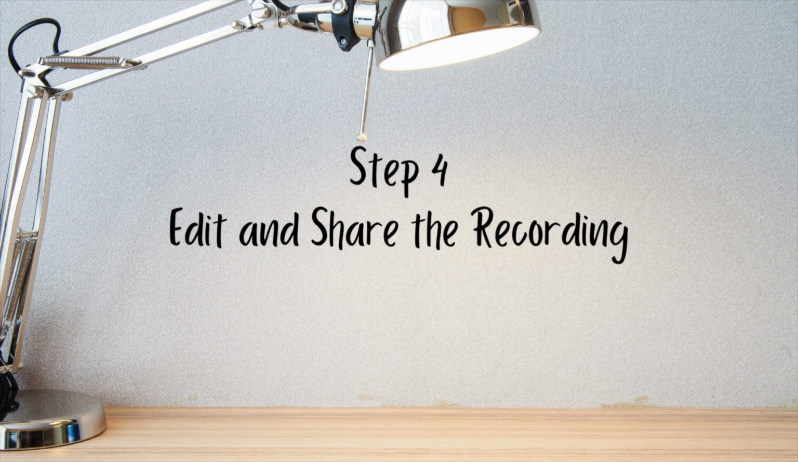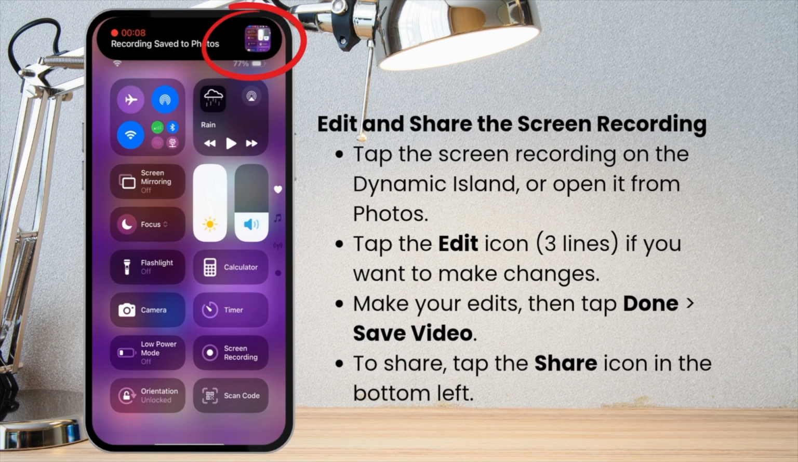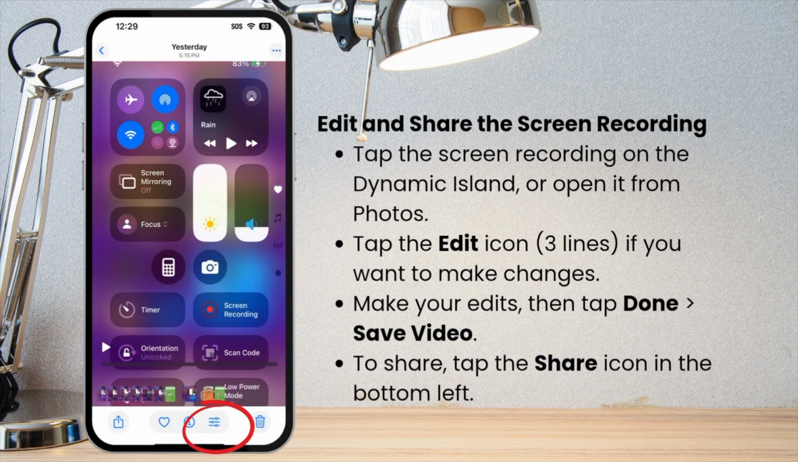Step 4, we're going to edit if you need to and share the screen recording. If you have a dynamic island, once you hit the stop button, you'll see a little image appear with your screen recording. Just tap on that to open it. If you don't have the dynamic island, just go to Photos and open it from there. Either way, if you need to edit it, tap on the Edit button at the bottom of the screen. It's the 3 little lines.